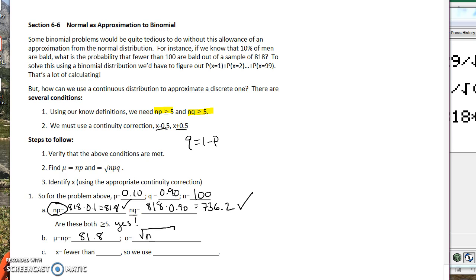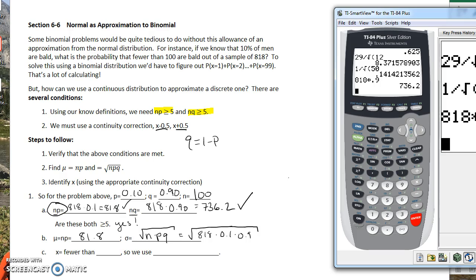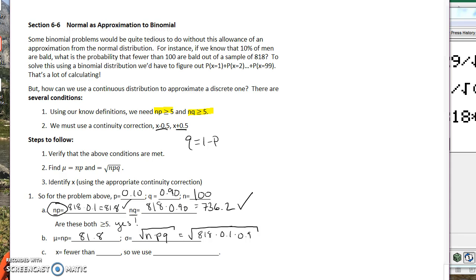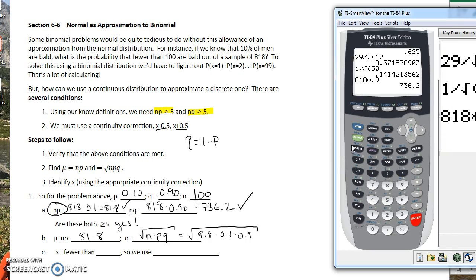Remember, back in Chapter 5, the standard deviation is the square root of N times P times Q, which in this case would be the square root of 818 times 0.1 times 0.9. Let's figure out what that is. The square root of 818 times 0.1 times 0.9, and we get 8.58.